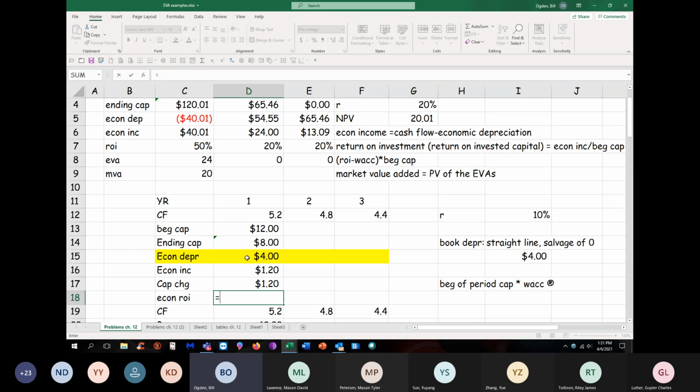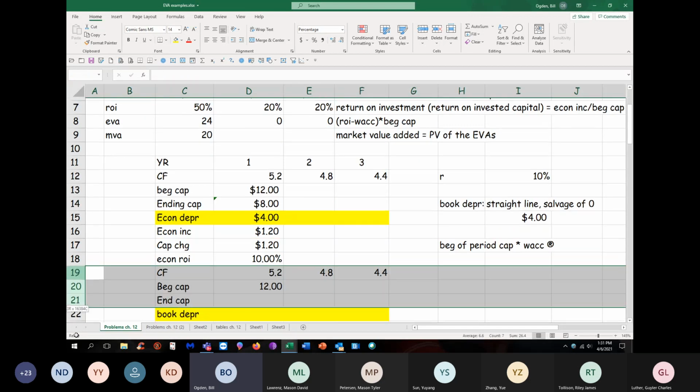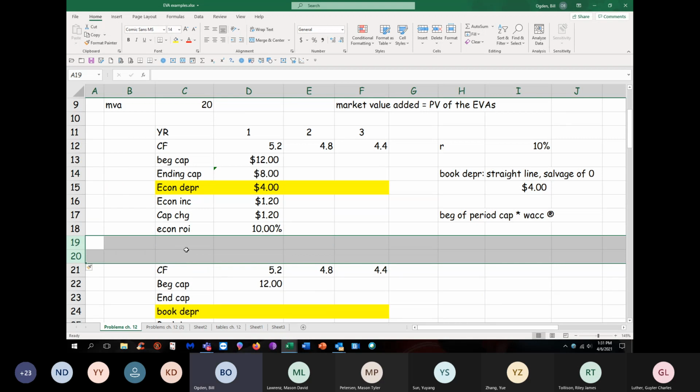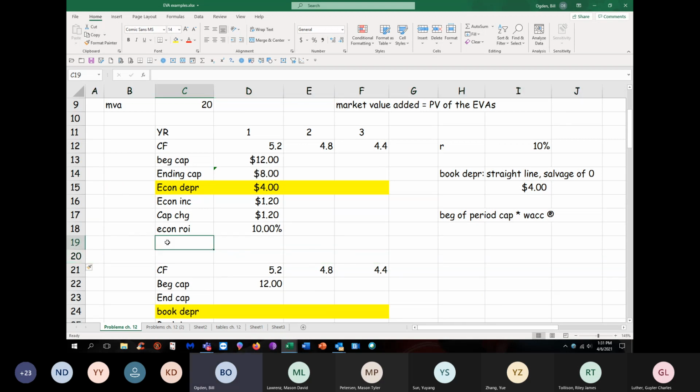So it's the economic income divided by the beginning cap. Okay, and if you don't mind, let's insert a couple of rows here. Because in chapter 12, this wasn't the purpose, but I'm trying to relate this to what we'll be doing in chapter 19, probably a week from today.